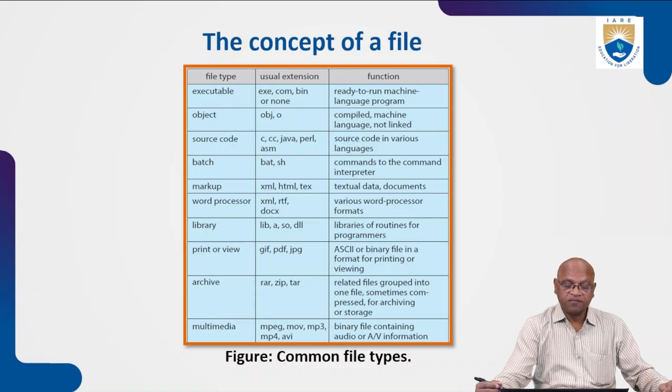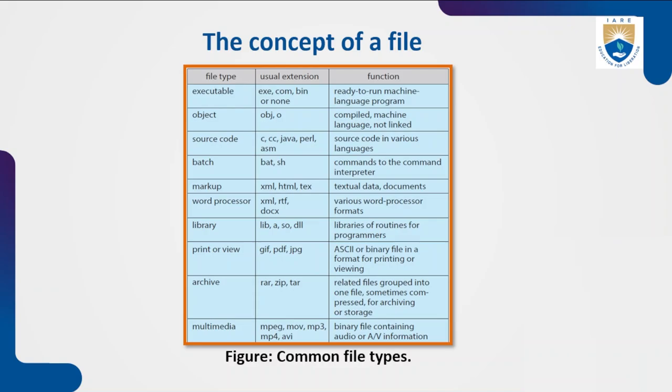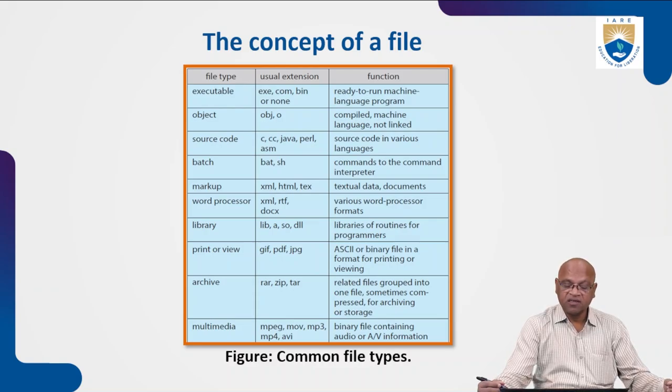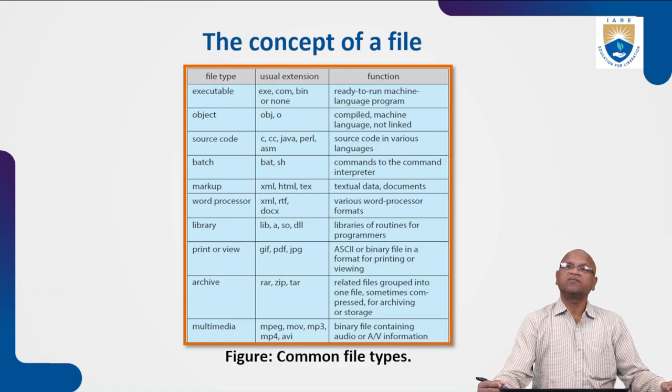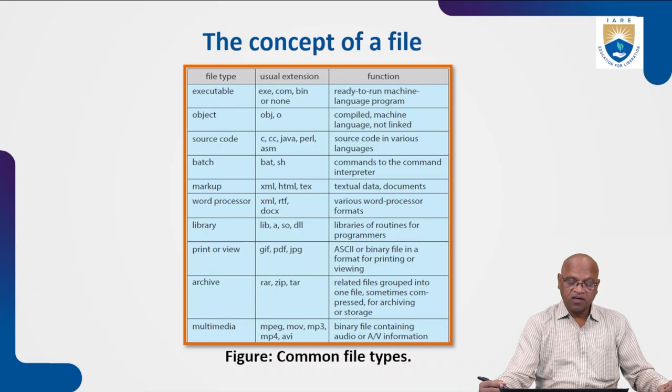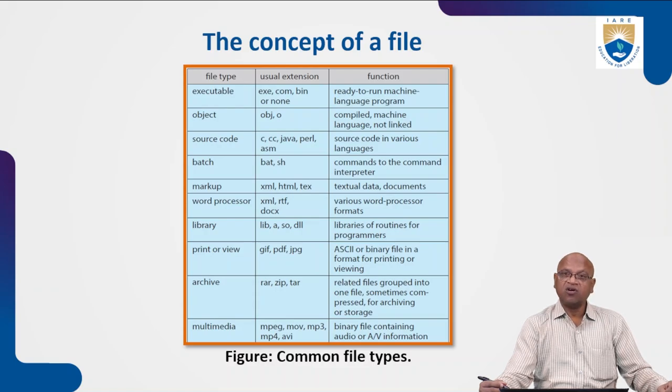Next one is markup. For making web pages, we write a program, and when you save it we give the extension .xml, .html, for textual data and documents. Another one is word processor files, with extensions like .xml, .rtf and others, various word processor formats. Then library functions: when we write a program and save it in the OS, some library programs are there. We give the extension .dll, .a, .lib to these programs, libraries of routines for programmers. So these are library functions, library programs.